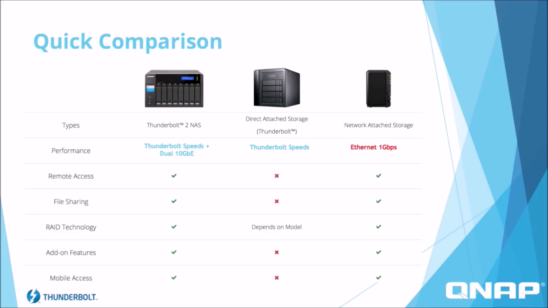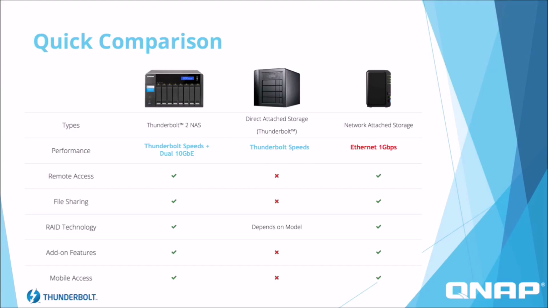Remote access. With a Thunderbolt NAS, you can remote anywhere from the world into your NAS. The direct attached storage, you cannot. It sits on the edge of your system, so you cannot access it. With the typical NAS, yes, you can. It's inherent of them. That's what they're built for. File sharing. With a Thunderbolt NAS, you can file share. With the DAS, you cannot. And with a typical NAS, you can.